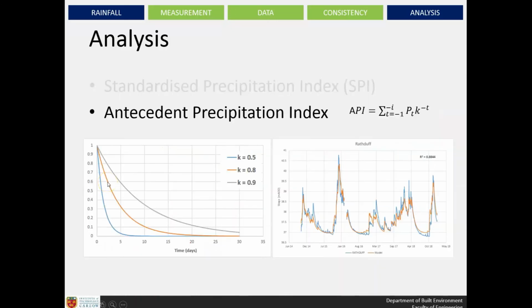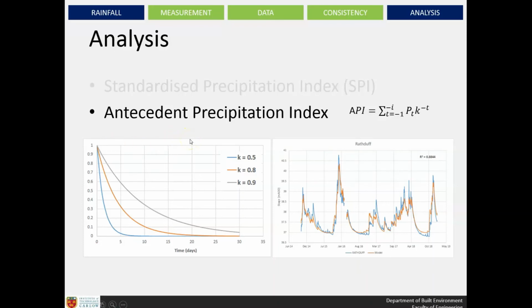The next is the antecedent precipitation index, which is a simple number based solely on rainfall depth. It is an index of the moisture stored within a basin. It's basically a weighted sum of daily rainfall amounts. So you can see on the left, there's a decay constant. Depending on your decay constant, the rainfall is stored for varying amounts of time within the basin.